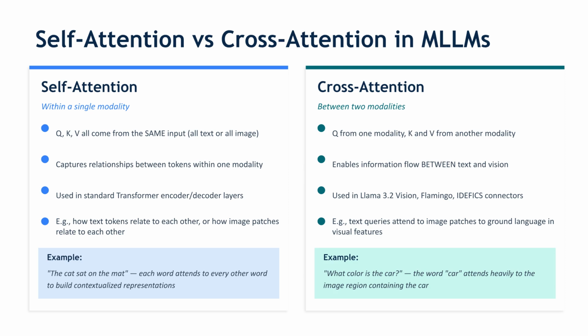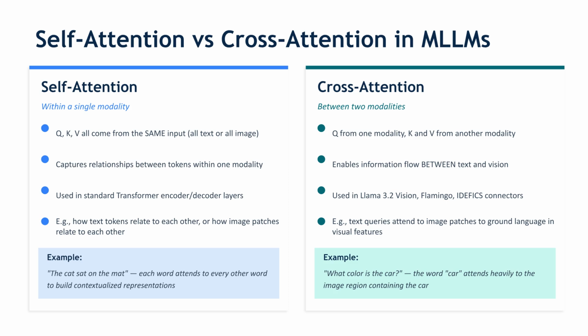Cross-attention, on the other hand, operates between two modalities. Queries come from one modality, while keys and values come from the other. This is the mechanism that enables information flow between text and vision. It is used in models like Llama 3.2 Vision, Flamingo, and IDEFICS.